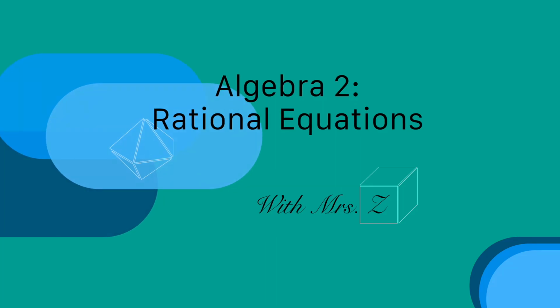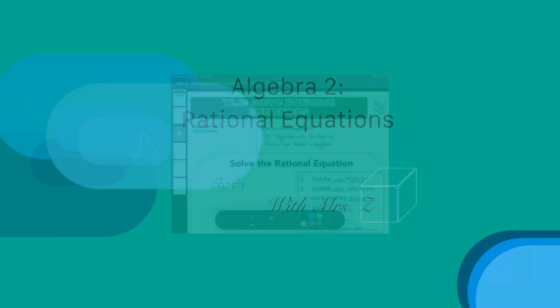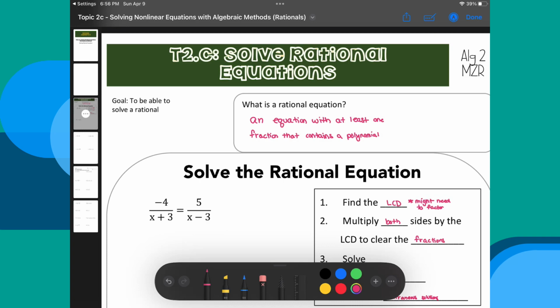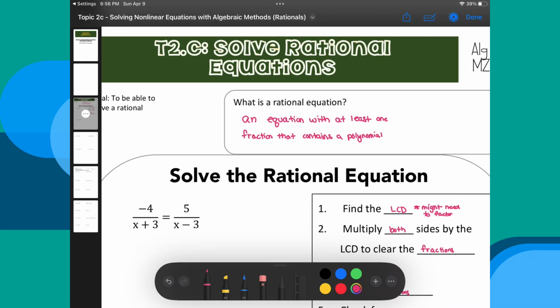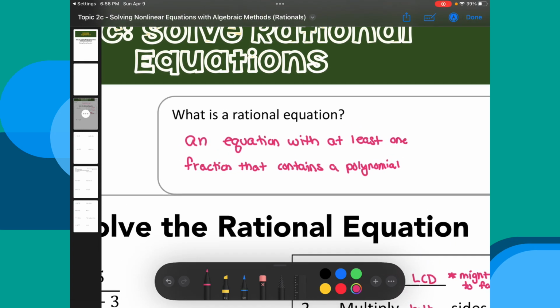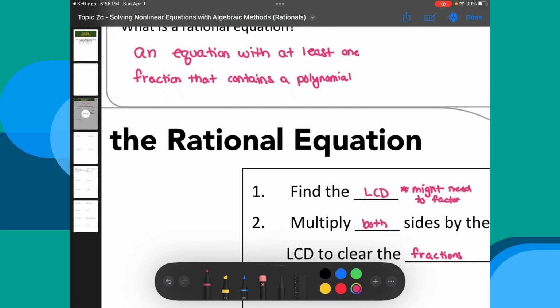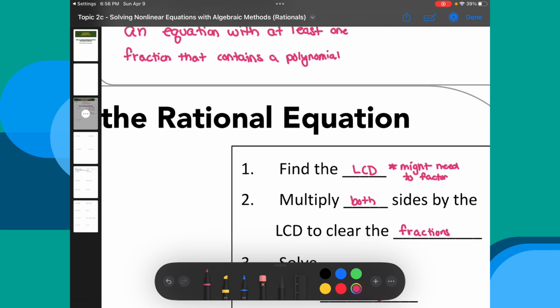This video is about rational expressions. What is a rational equation? A rational equation is an equation that has at least one fraction in it, and that fraction contains a polynomial in the numerator or denominator.